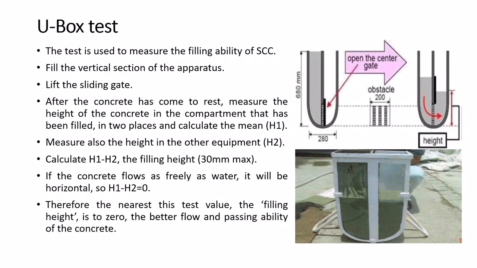If the concrete flows as freely as water, it will be horizontal, so H1 minus H2 is equal to 0. Therefore, the nearer this test value, the filling height, is to 0, the better the flow and passing ability of the concrete.